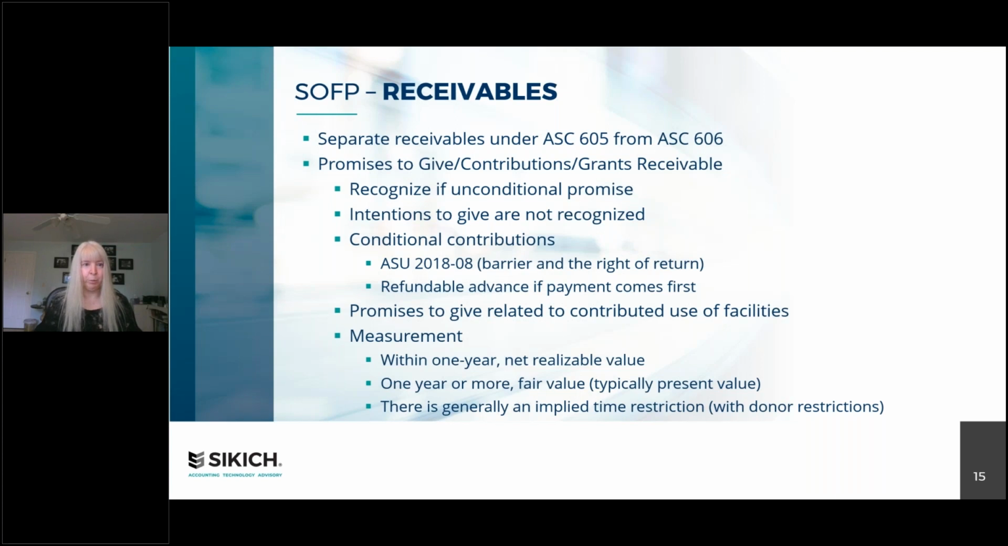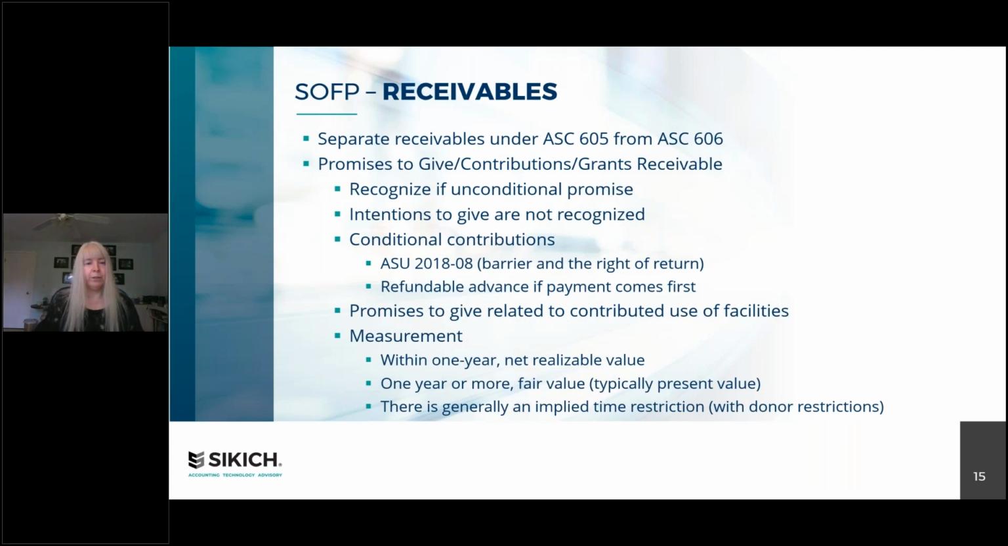So this often gets picked up when you're reviewing the notes and you see that there's a long-term agreement with a donor. Where's the receivable for that free use of facilities? Those should be measured just like other long-term promises to give or current promises to give. If the contribution is receivable within 1 year, it's measured at net realizable value. And if it's 1 year or more, it's measured at fair value. Present value techniques are typically used to determine fair value for those long-term promises to give.